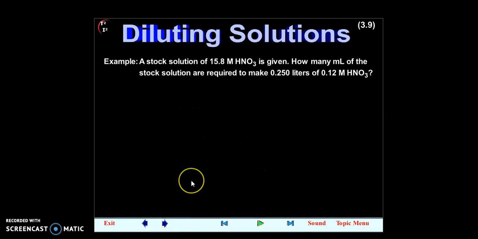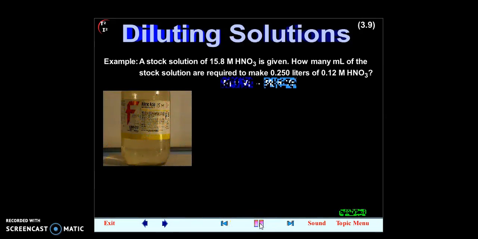So let's take another example. A stock solution of 15.8 molar HNO3 is given. How many ml of the stock solution are required to make 0.25 liters of 0.12 molar HNO3? Right, this is the stock solution. We want to make the molar solution of 250 milliliter, which is 0.25 liters.